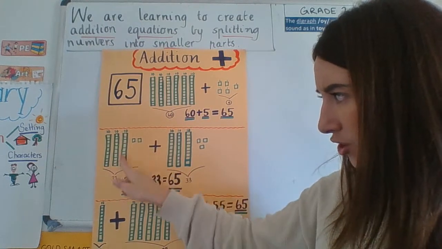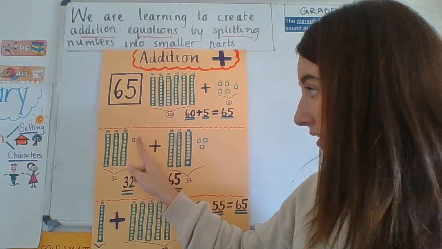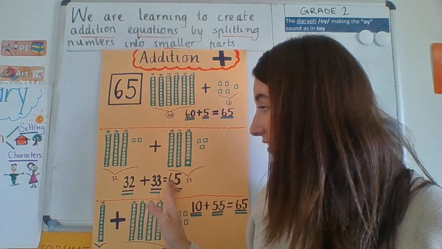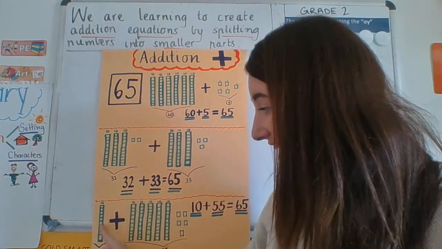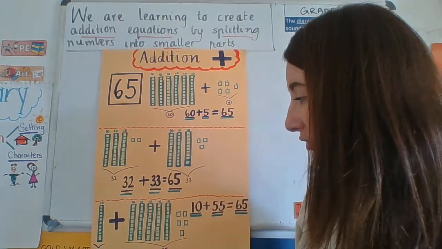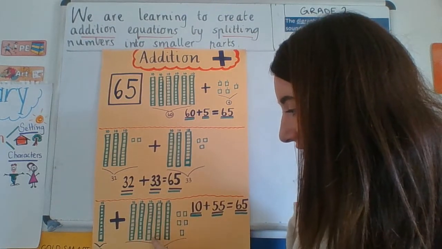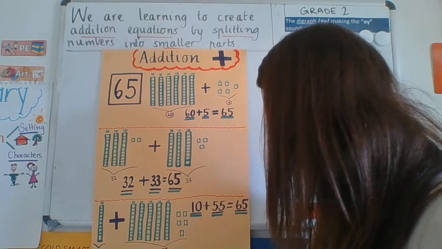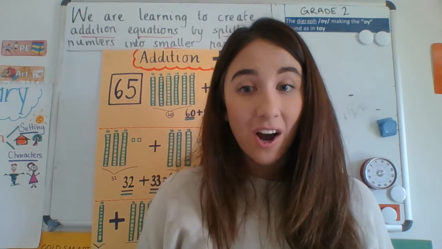10, 20, 30. I'll count all the 10s first. 40, 50, 60, 61, 62, 63, 64, 65. Awesome. I've made the number 65 with 32 and 33. I've also made the number 65 by showing 10 and 55, but I'm a mathematician, so let's double check and count all the 10s first. 10, 20, 30, 40, 50, 60, 61, 62, 63, 64, 65. Okay, so I've made the number 65 in as many different ways as I could think of.